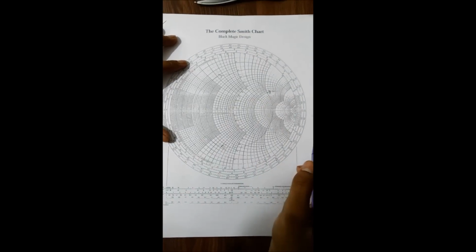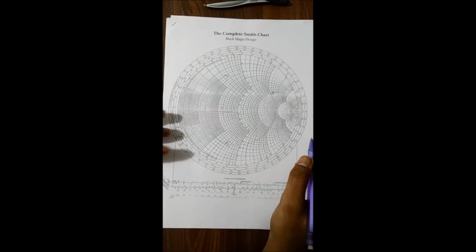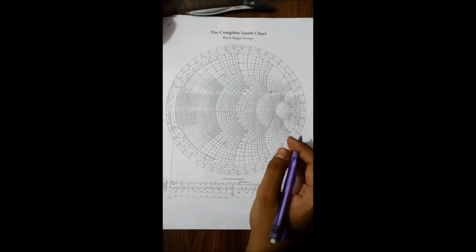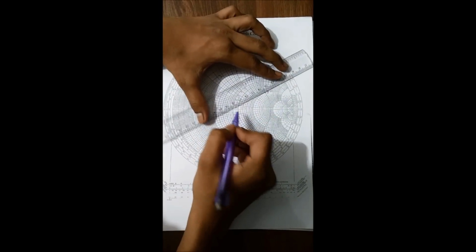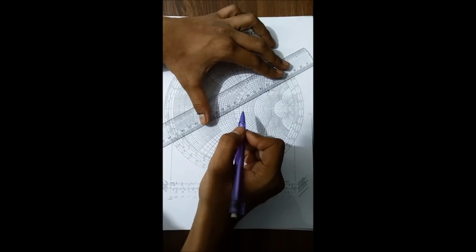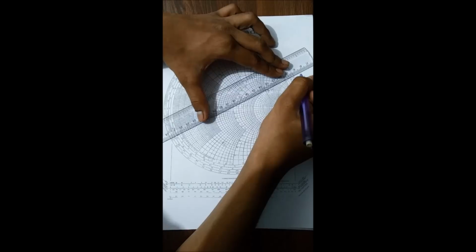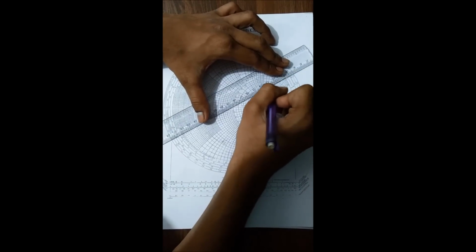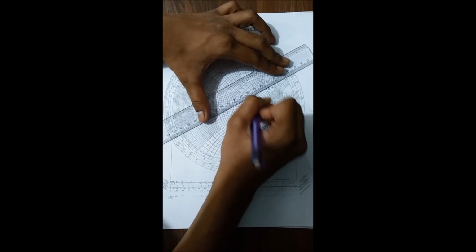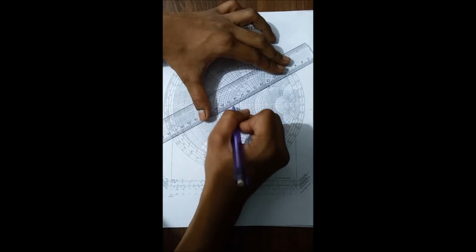After that, we need to design it, and the point which we have made, extend it from the center outside. Remember, everything has to be in dotted line. Only the main part has to be darkened.